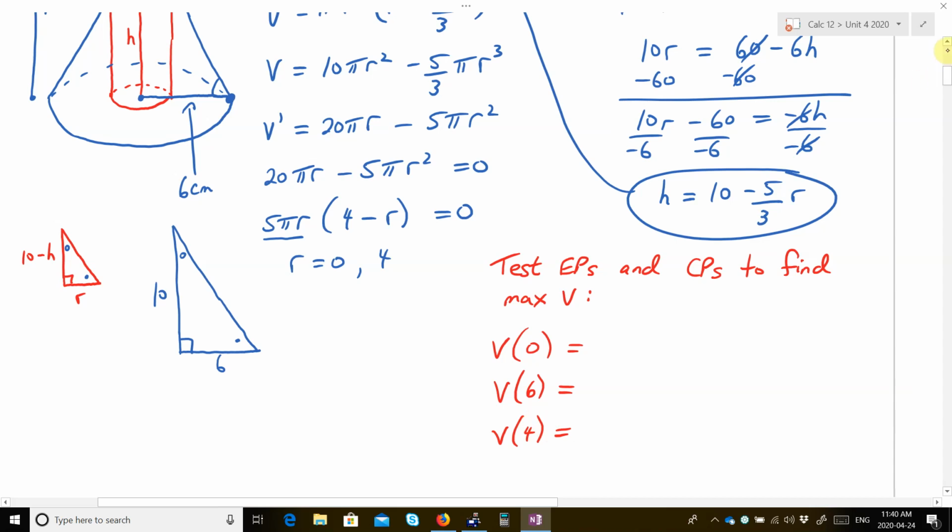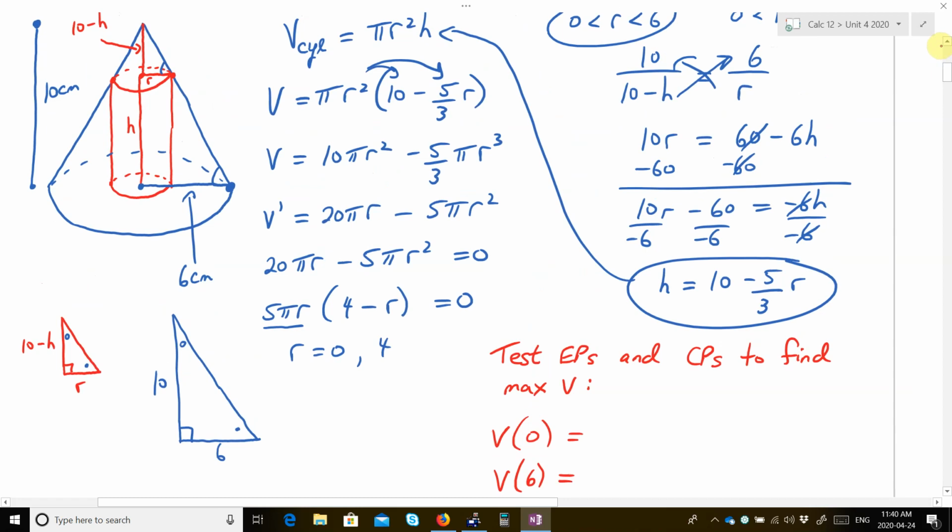Okay, and so we'd plug those values in for r. So what's the best way to do that? This equation here. So notice if I put 0 in for r, I would get 0 squared, and then it's multiplying all of those other terms. So the volume as r approaches 0 is 0.